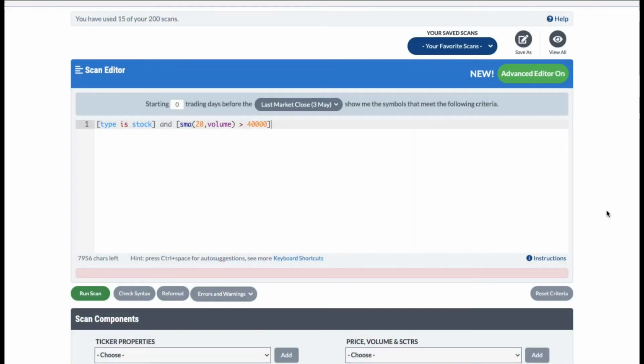How's it going, everyone? So today I'm going to show you another published scan. This one comes from Linda Raschke's book, Street Smarts. In that book, she talks about buying the dip, which is essentially doing an analysis where, let's say you're looking at a stock chart from a year out and you see that the general trend is upward.